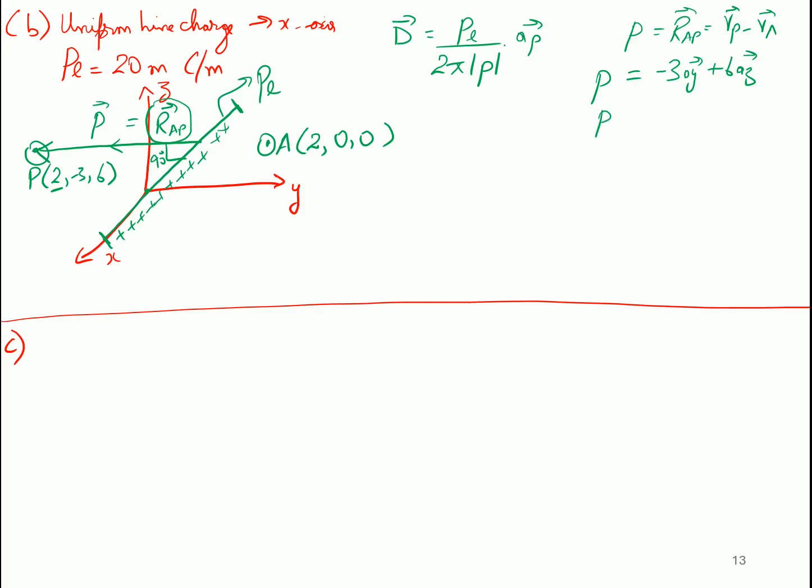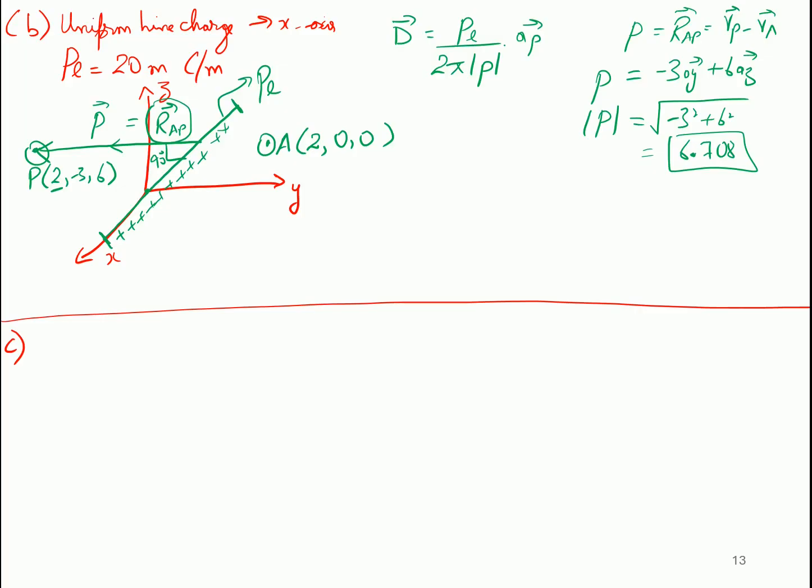Obviously, if you take the magnitude of this vector, it is going to be the square root of the sum of the squares of the scalar terms, which is minus 3 squared plus 6 squared, and you will get the value 6.708. So it comes out to be 6.708, the value of this. So now we have everything.